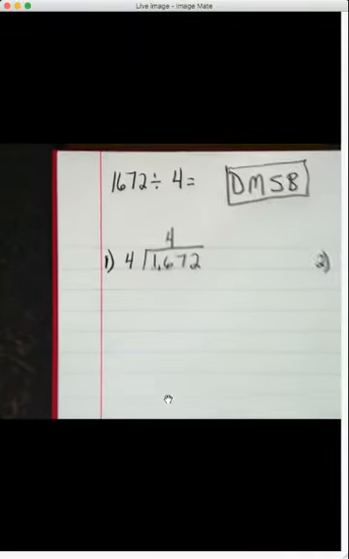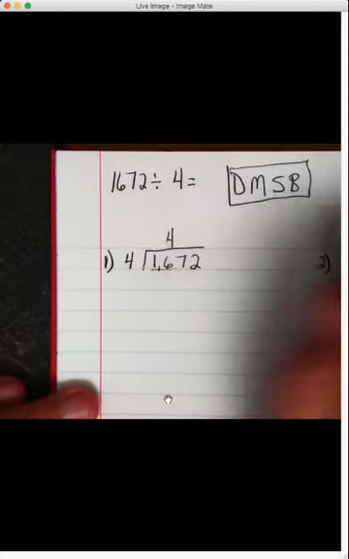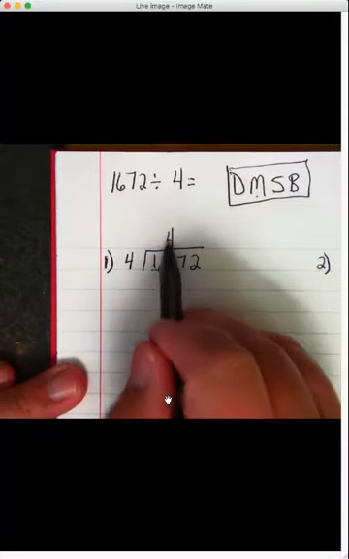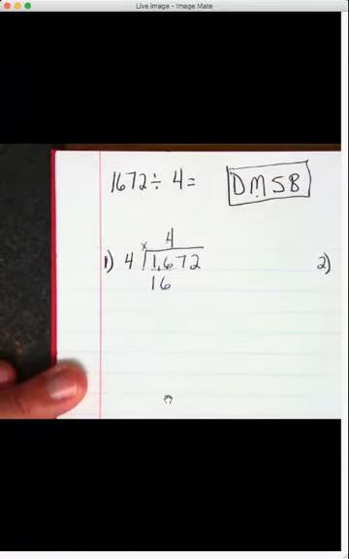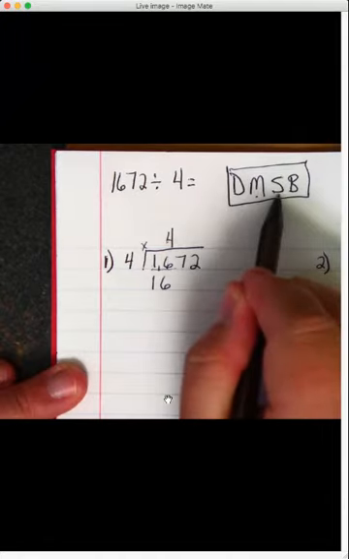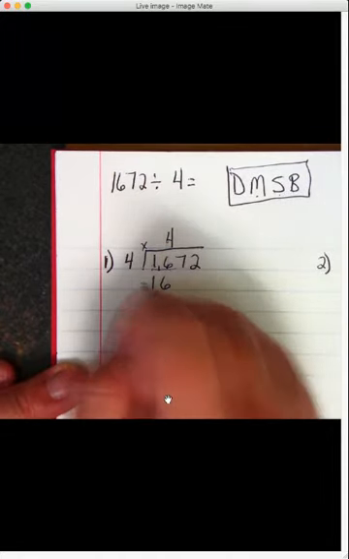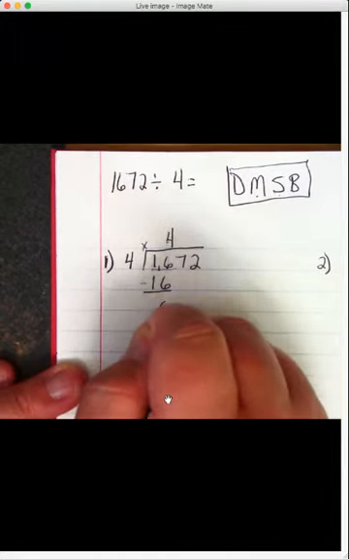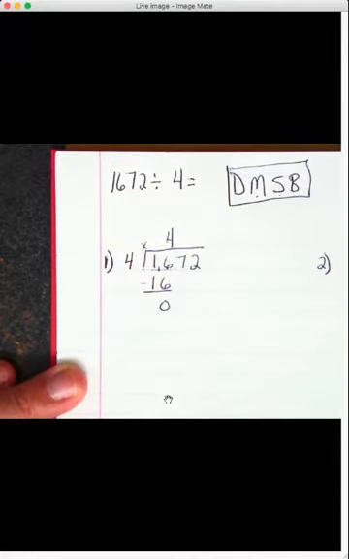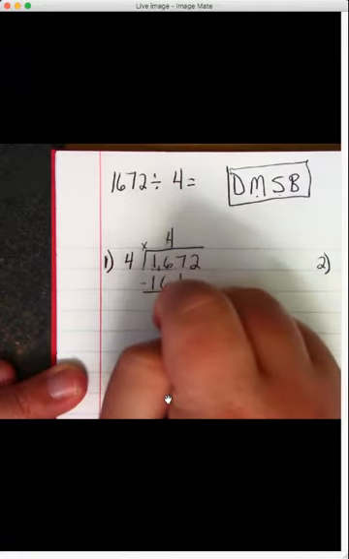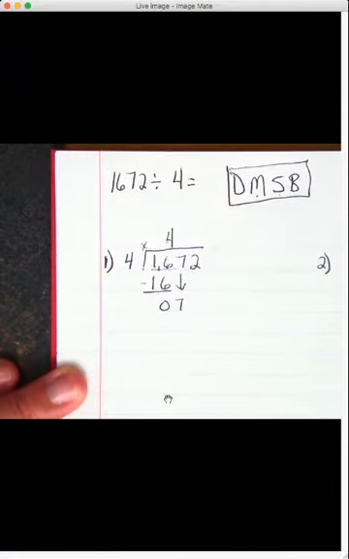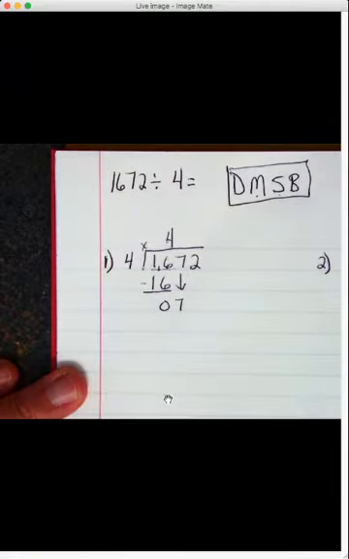Zoom in a bit on this problem so you can see exactly what we're doing. All right, so daddy divide. Now we mama multiply. 4 times 4 is 16. Then we sister subtract. 16 minus 16 is 0. And then we brother bring down. The next number is a 7. Then we start all over again.